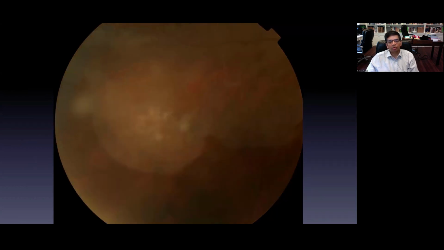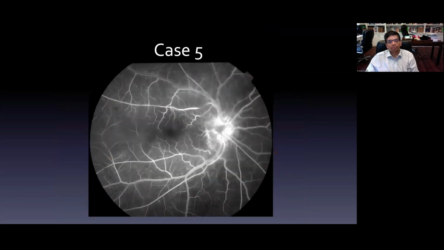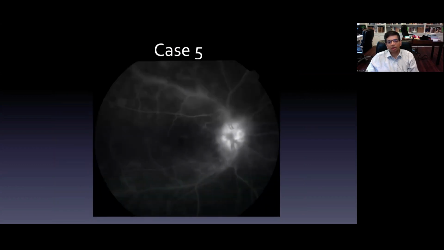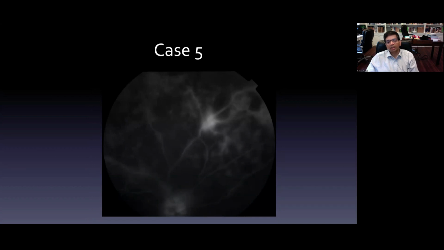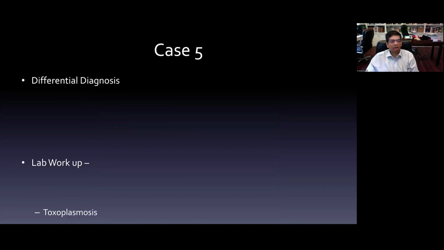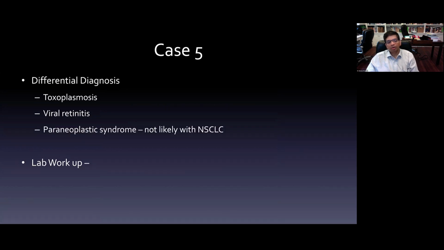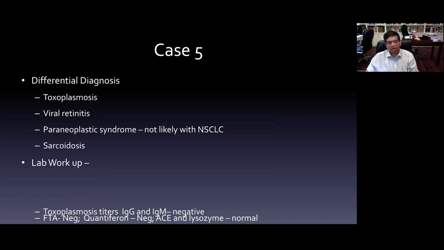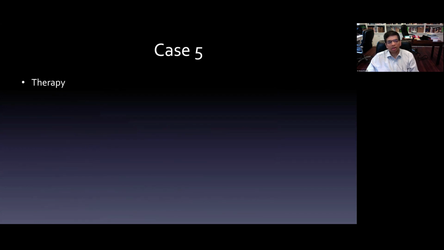Laboratory evaluation was performed on this patient. And here's the fluorescein angiogram. You can see that she has some peripheral ischemia. We thought maybe this could be toxoplasmosis. It's unilateral. Maybe this is viral retinitis. We didn't know. Maybe this is some sort of paraneoplastic syndrome. It wasn't likely because it was a non-small cell lung cancer, or could it be sarcoidosis, some other secondary thing? So we did a laboratory workup. Everything was completely negative. So we thought it was still infectious.